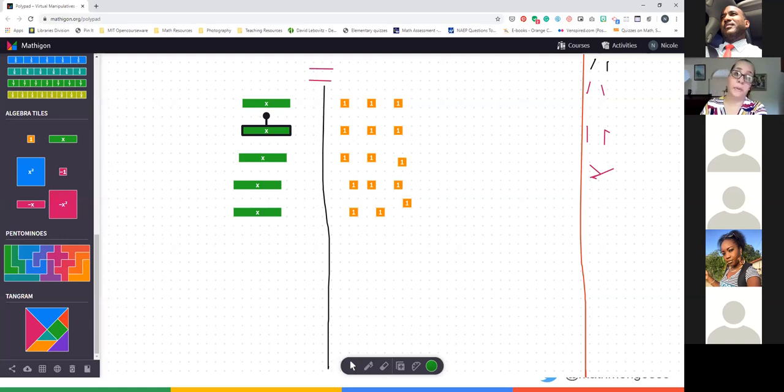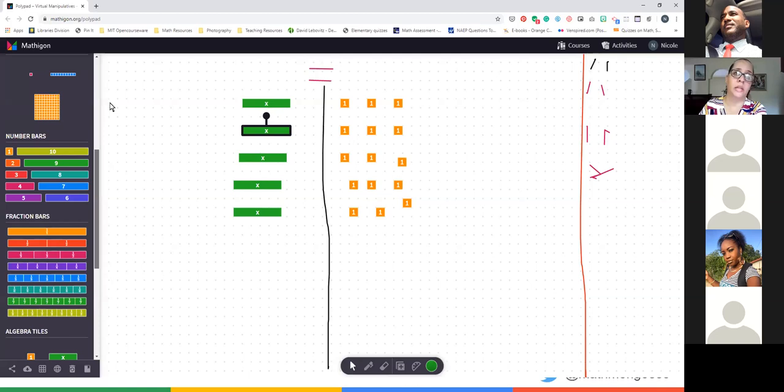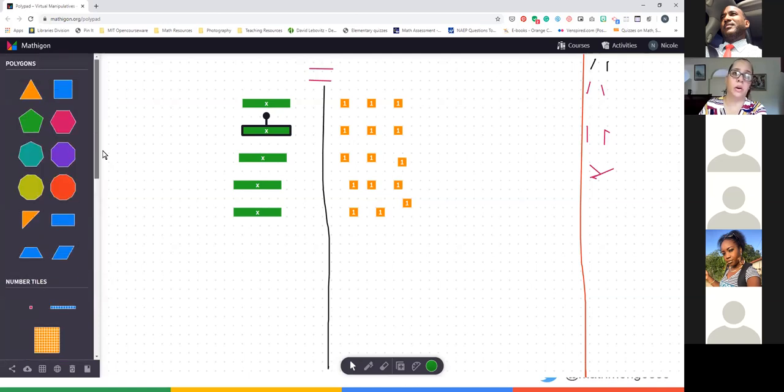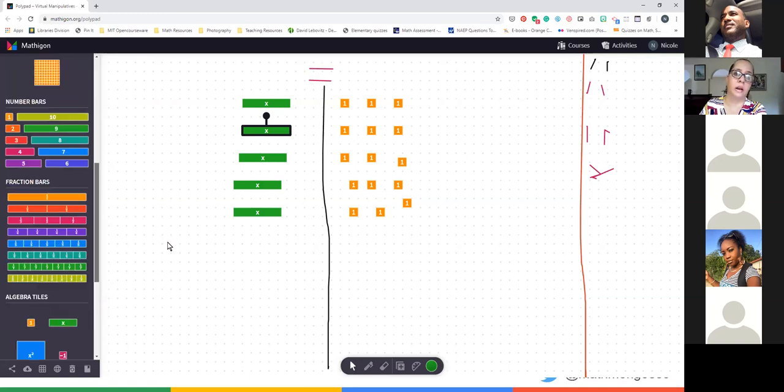This particular website, Mathagon, has fraction bars. It has a lot of things here. But because we were focusing on algebra today, I don't know if you're seeing when I'm going down. Are you seeing that it has a lot here? And this is, as I told you, a free website.